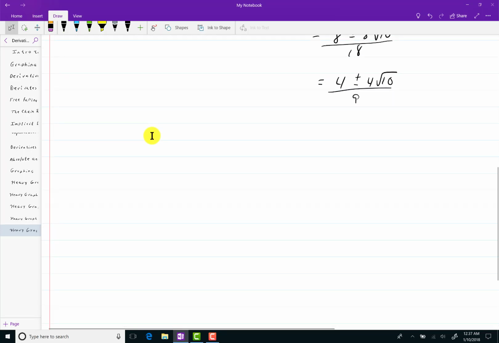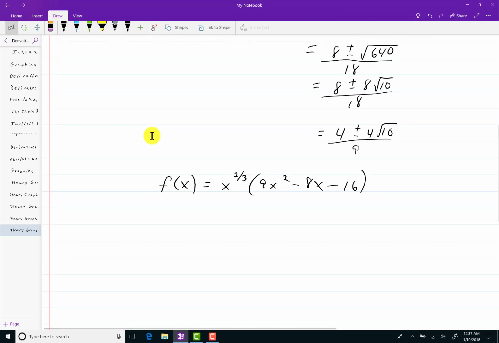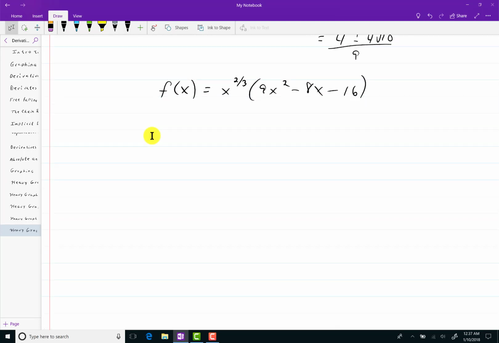Now, let me go back and rewrite the function. I think that was 16. I'll check it just to be sure. Now, to take the derivative, you might be thinking of using the product rule because this x to the 2/3 is multiplied to the second factor. I'm not going to do that. What I'm going to do is multiply the x to the 2/3 through. I'll show you why.